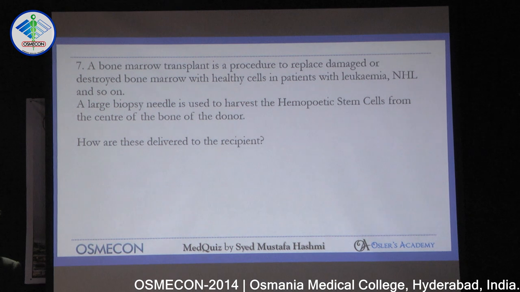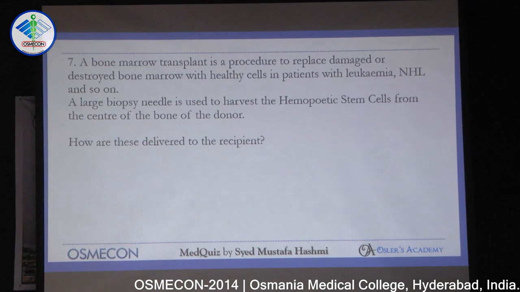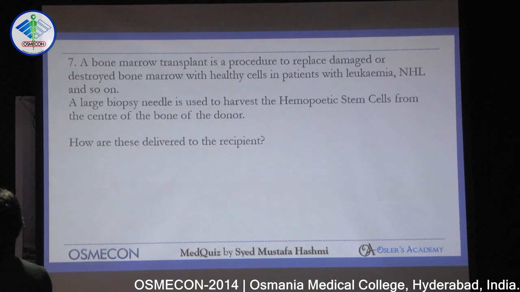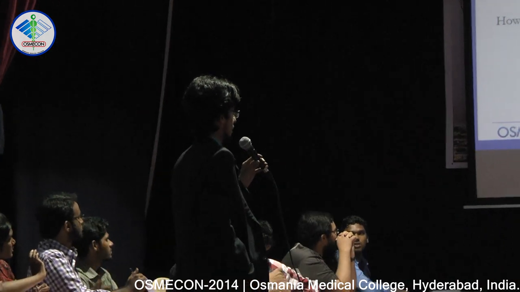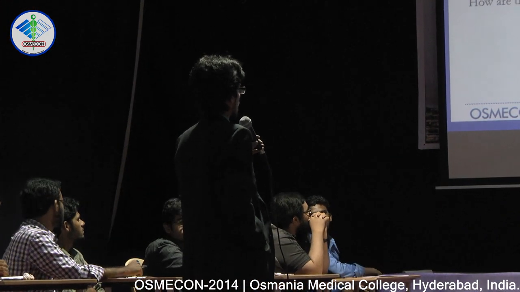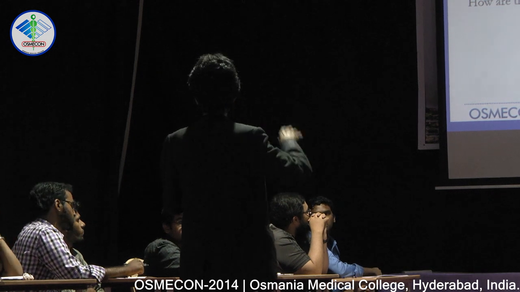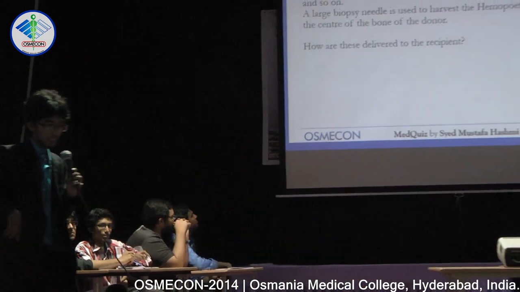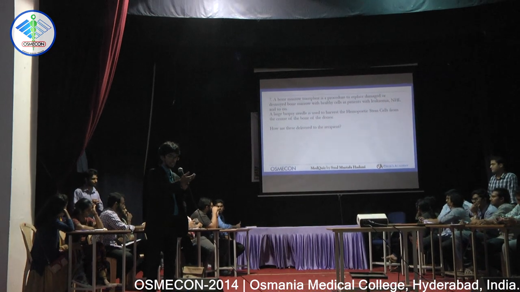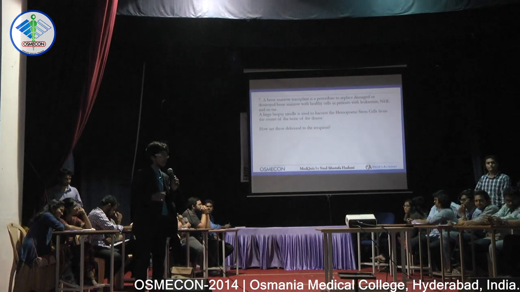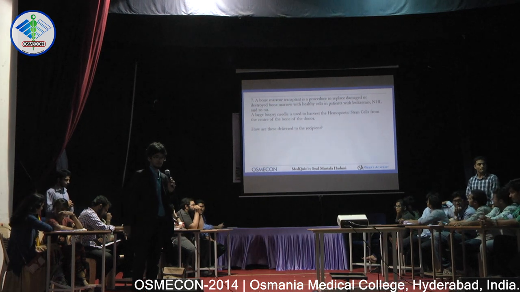Next question to team 1. A bone marrow transplant is a procedure to replace a damaged or destroyed bone marrow with healthy cells in patients with leukemia, non-Hodgkin's lymphoma, and so on. So what they do is, they take a large biopsy needle, inject into the bone, and harvest the cells from the bone marrow. How are these delivered to the recipients? Please talk softly. So they take a large, thick biopsy needle, insert into the bone, take the bone marrow from the donor. How do they give this to the recipient?